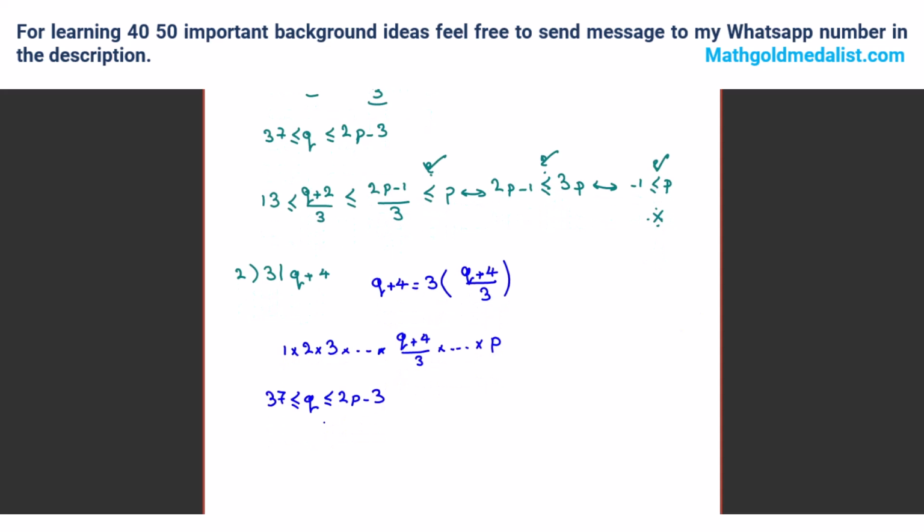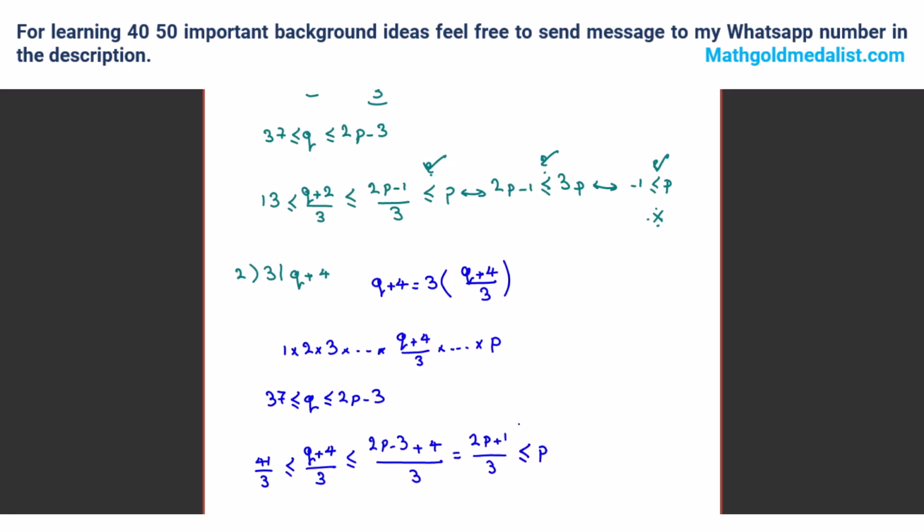at most 2p minus 3. So q plus 4 over 3 is at least 41 over 3, so it is greater than 3, and at most 2p minus 3 plus 4 over 3, which is 2p plus 1 over 3. And I want to prove why this number is less than or equal to p. Then we can say we have q plus 4 over 3 between 1 to p.